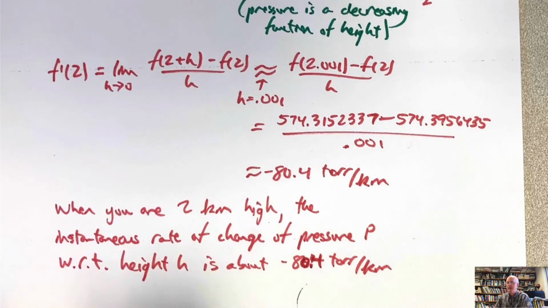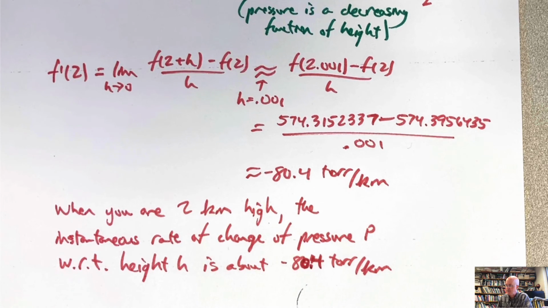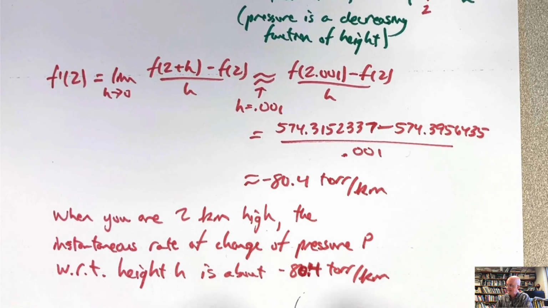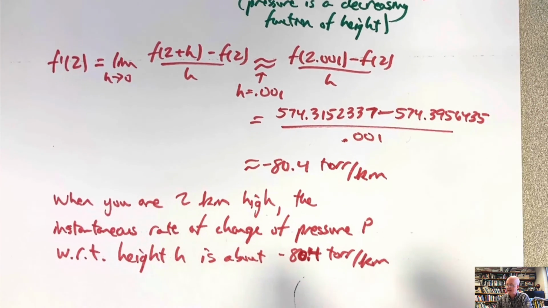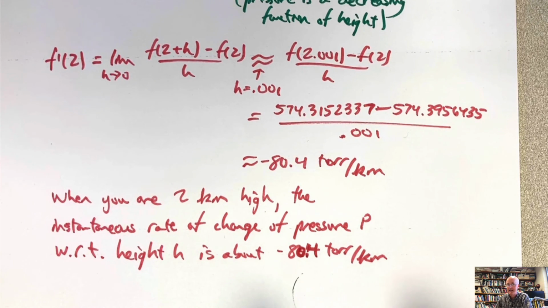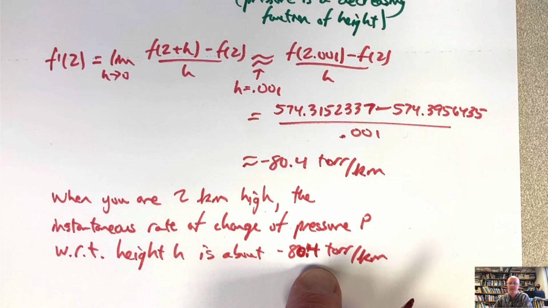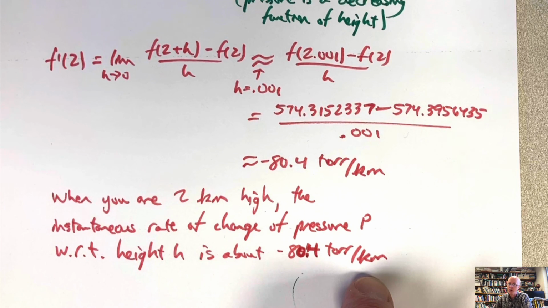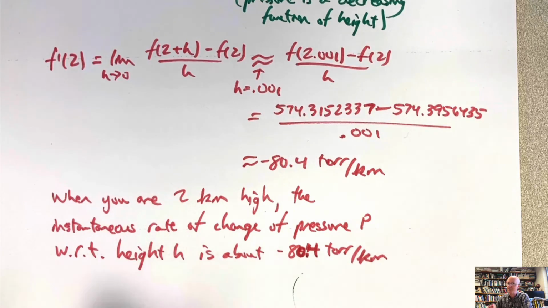I'm not going to write anything else down, but let me just say, what does this mean? This means, for example, if you go up a little higher, from 2 kilometers to 2.1 kilometers high, say, that you would expect the atmospheric pressure to go down by approximately 8 torr. Take that negative 80.4 and multiply it times the change in h, 0.1, and you get about negative 8. This would be negative 80.4 torr per kilometer times 0.1 kilometers, about negative 8 torr. The pressure would go down by about that much.